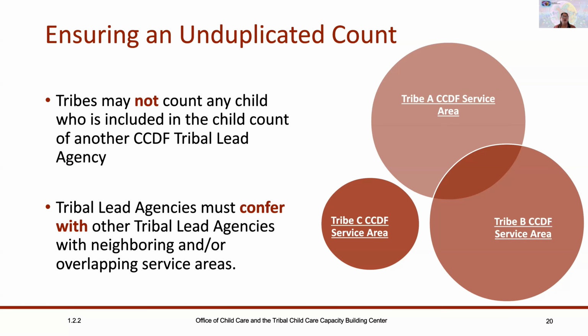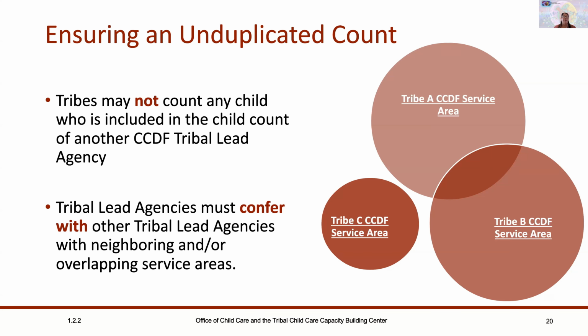Throughout the process of conducting your child count, it is important to ensure that you are not counting any child who is included in the count of another tribal agency. This is known as an unduplicated child count. To ensure unduplicated child counts, a tribal lead agency is required to confer with all other CCDF tribal lead agencies that have overlapping or neighboring service areas. The image on the screen displays how service areas can overlap. The darker shaded area shows where they all come together.